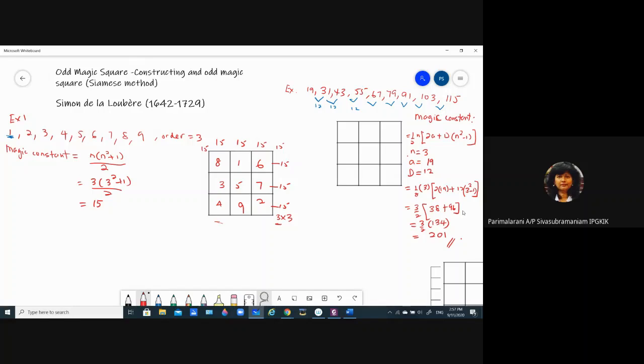It means that the sum of all the numbers in each row, each column and the diagonal must give us 201. Okay, so how are we going to, so let's try. Okay, I'm just going to try this. I'll show you the formula afterwards.